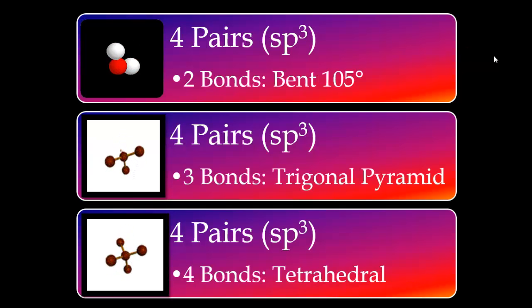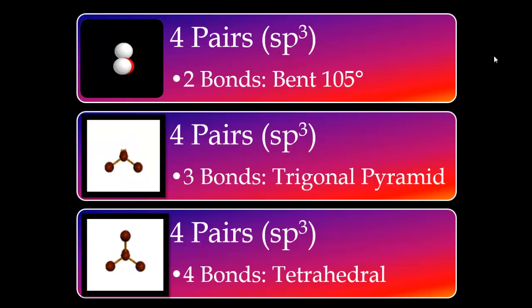Now we have four pairs, so we have our S overlapping with all three of our P orbitals. Just like before, we can have some that are bonded and some that have lone pairs. If we have two bonds, we have something that is also bent, but you'll see they are much closer together, and that is because of those two pairs of electrons at the top that are unbonded. Then we can get three bonds, and now we get something that's trigonal pyramid. So we're no longer planar. We have a little bit of bend to all of our atoms, so we get a trigonal pyramid.